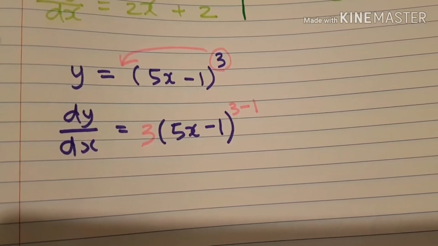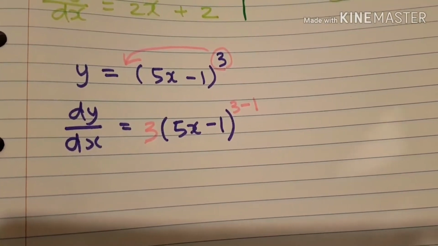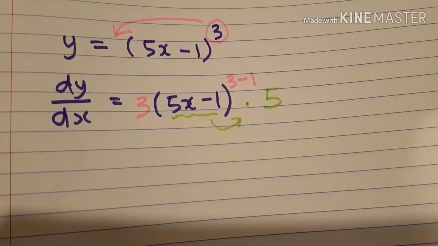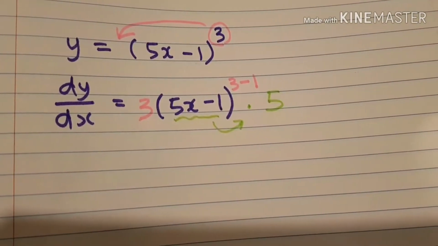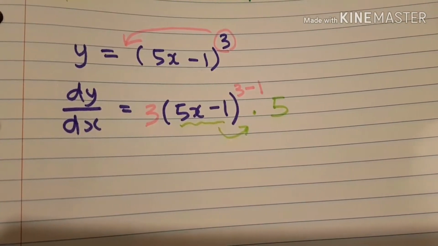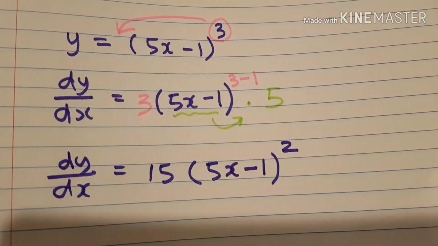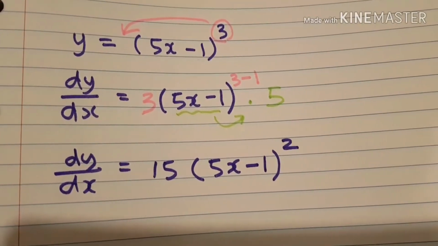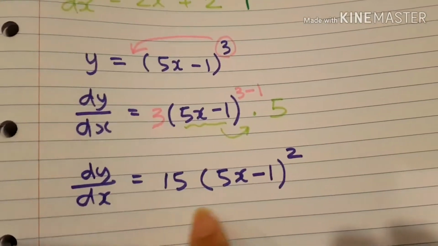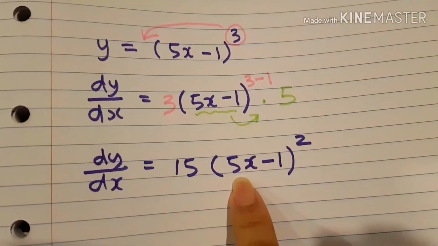Okay, now, what do you have to do? I have to differentiate what's inside the bracket, 5x minus 1, right? So what would you get if you differentiate 5x minus 1? Yep, I would get 5. So I'm just multiplying 5 onto it. So if I just rewrite the equation, obviously 3 times 5 will be 15. So therefore, inside the bracket, 3 minus 1, 2. So therefore, that will be your final full correct answer. Easy, right?